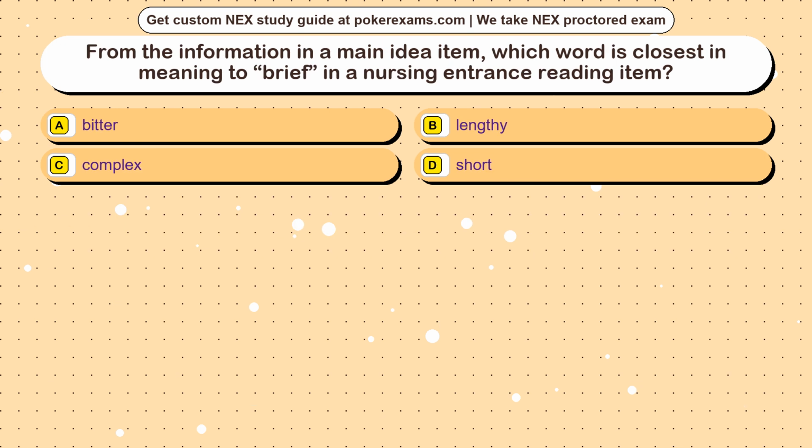Question 22. From the information in a main idea item, which word is closest in meaning to brief in a nursing entrance reading item? Option A, bitter. Option B, lengthy. Option C, complex. Option D, short.